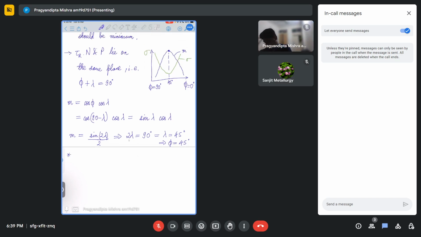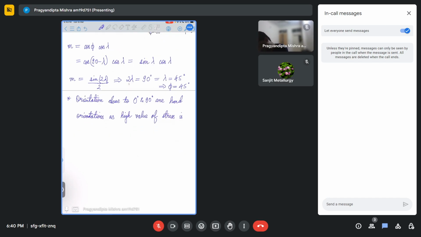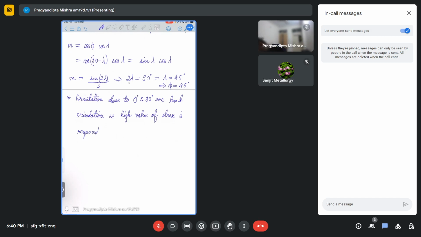So let's just write it. Orientations close to 0 or 90 degrees are hard orientations, as high value of stress is required for yielding.